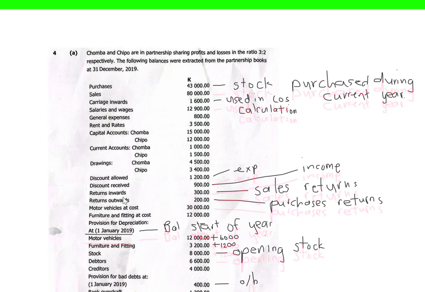Then there's returns inwards, and what I know that as is sales returns. So for example, I sold to a debtor on credit and they returned goods to us because they were not happy. That's called sales returns. And the returns inwards, that's what this question calls it, needs to be taken off the sales amount. Then there's returns outwards, and what that means is we bought stock during the year and we returned the items.